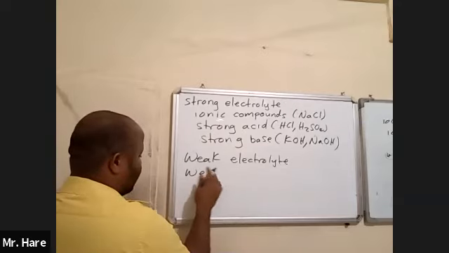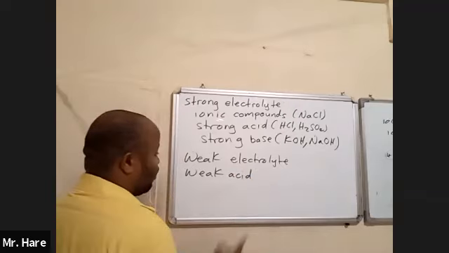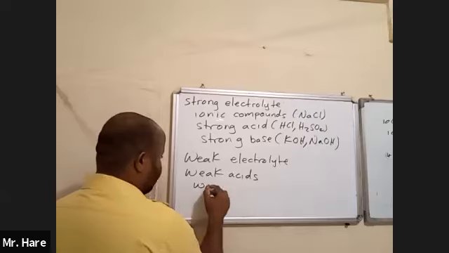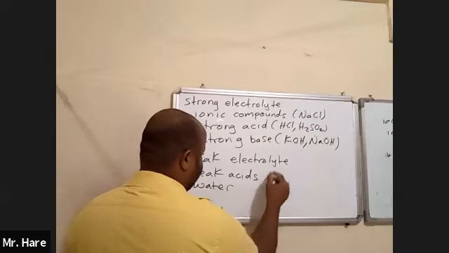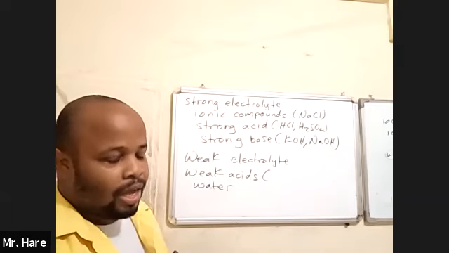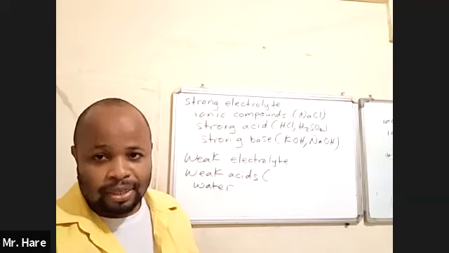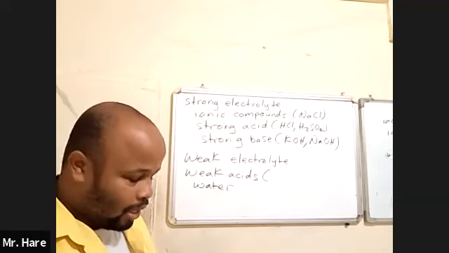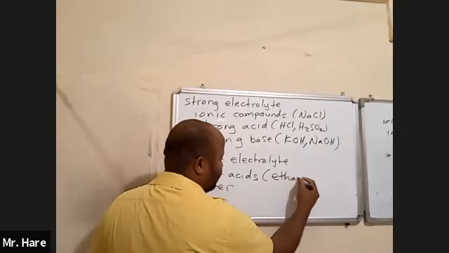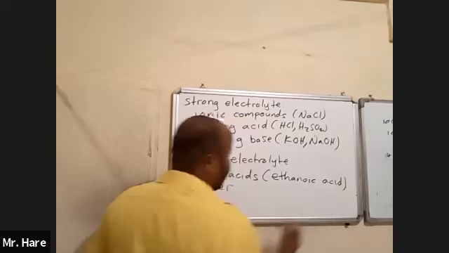Weak electrolyte can be water too. For weak acids, any organic acid is a weak acid. So any carboxylic acid is a weak acid, for example ethanoic acid.